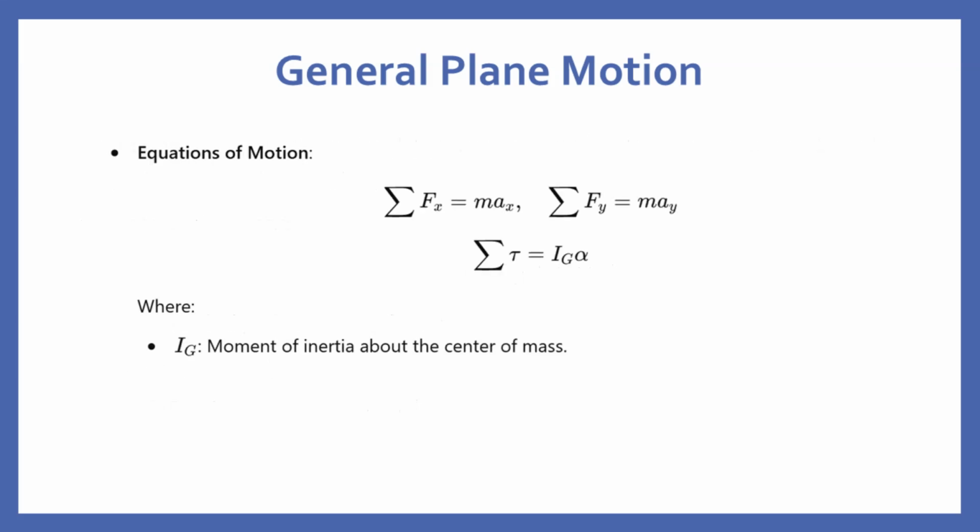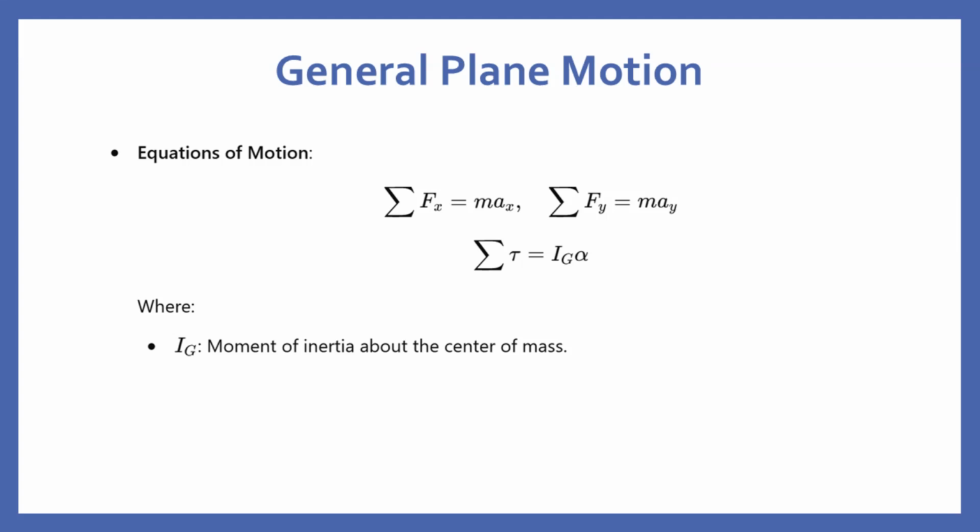In this deeper look at general plane motion, we need to consider both linear and angular components simultaneously. The key principle here is that we can analyze the motion by breaking it down into two parts: the motion of the center of mass and the rotation about the center of mass. This is known as the principle of superposition of motions.